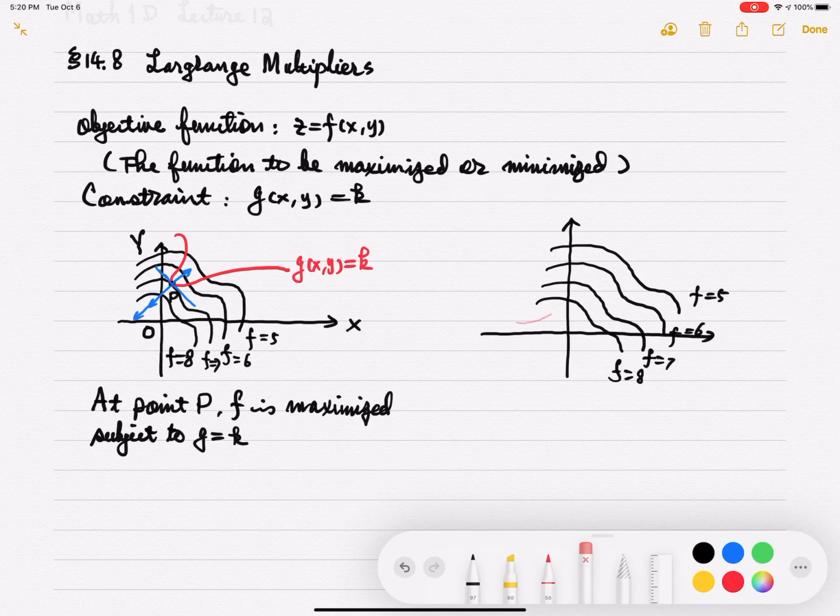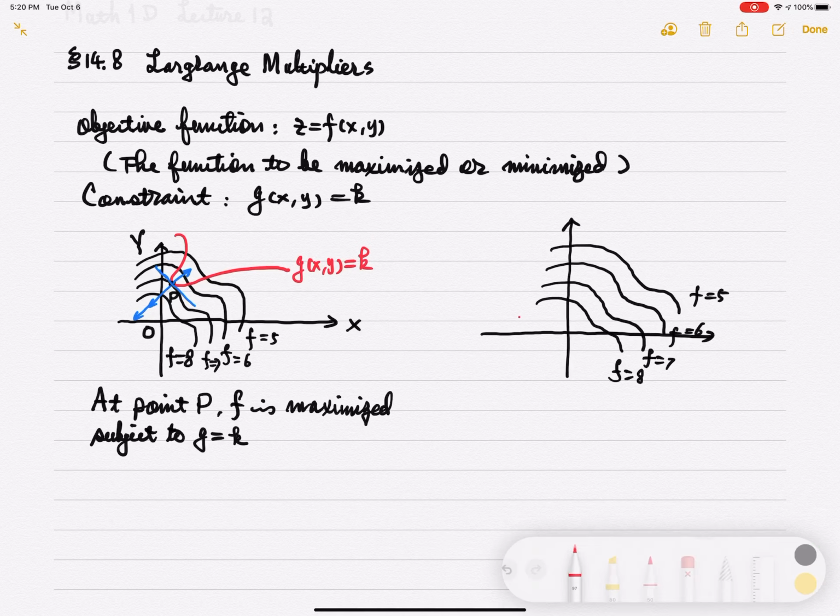Okay, the curve looks like this. So here we say, well, I think it's a curve like this. So we say, well, suppose this is g of x, y equal to k.